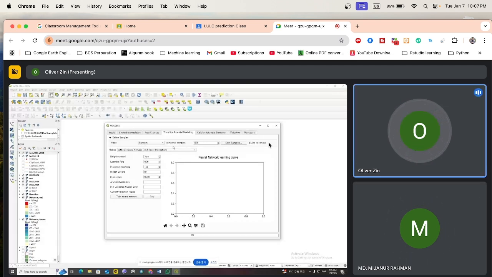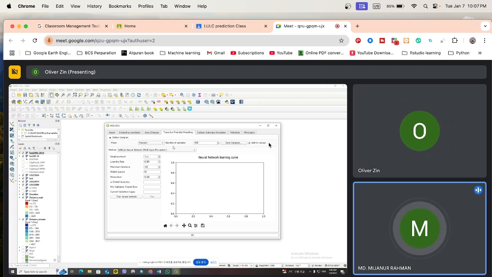I would like you to explain to me how to interpret the patterns and the curves. Okay, okay.